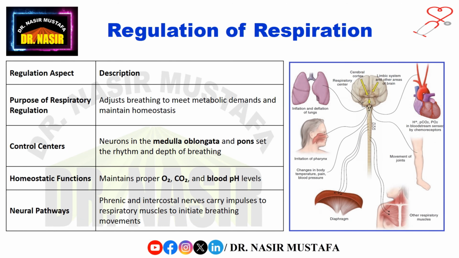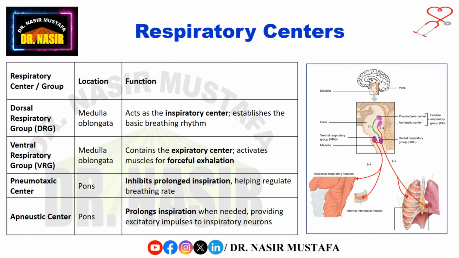Respiration is regulated to match metabolic demands. Neurons in the medulla and pons control breathing rhythm and depth. Regulation maintains oxygen and carbon dioxide levels and stabilizes blood pH. Nerve impulses travel through the phrenic and intercostal nerves to stimulate respiratory muscles. The respiratory centers consist of the dorsal respiratory group and the ventral respiratory group in the medulla, and the pneumotactic center and apneustic center in the pons.